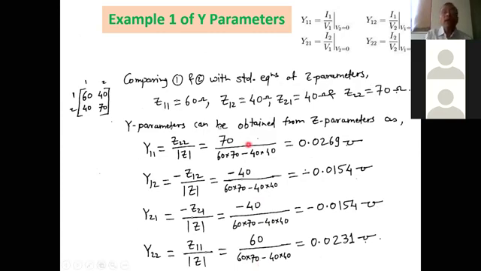Now, after this, we can calculate the Y parameters as Y11 is equal to Z22 upon determinant of Z, Y12 as minus Z12 upon determinant of Z, Y21 is equal to minus Z21 upon determinant of Z, Y22 equal to Z11 upon determinant of Z. So these you have to remember, and from these you can calculate the value of Y11. You calculate the determinant of Z once.